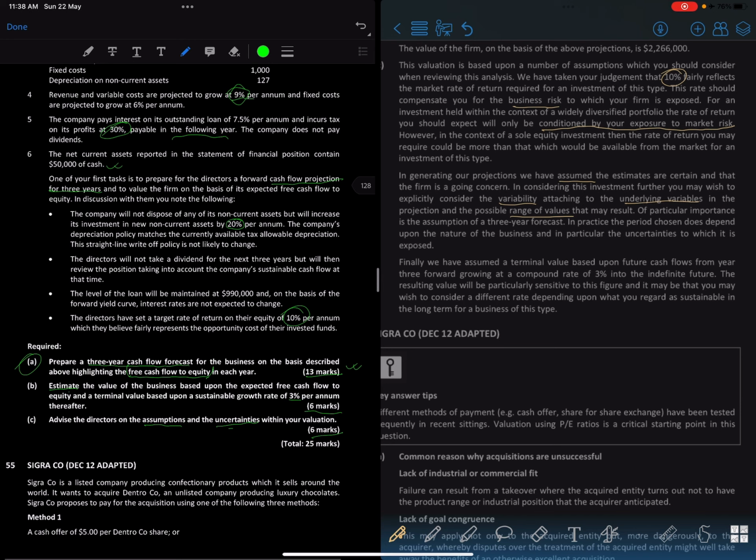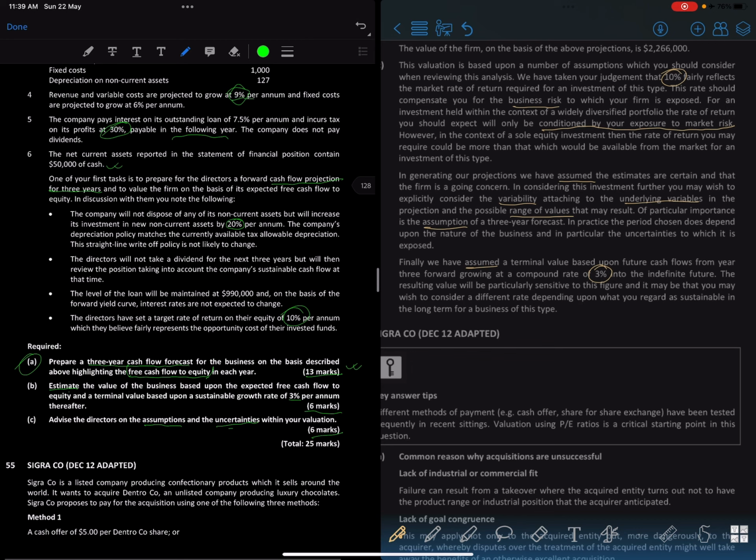One of particular importance is the assumption of a 3-year forecast, right? The period chosen also depends upon the nature of the business and in particular the uncertainties to which it is exposed. We have also assumed the terminal value based on free cash flow from year 3 forward at a compounding rate of 3% into the indefinite future. The resulting value will be particularly sensitive to this figure, because you are taking it over a long period of time. So you may wish to consider a different rate depending on what you regard as sustainable long-term value in the business.